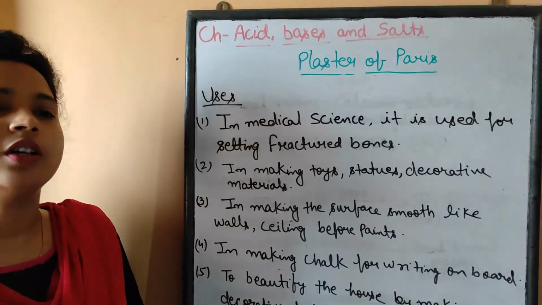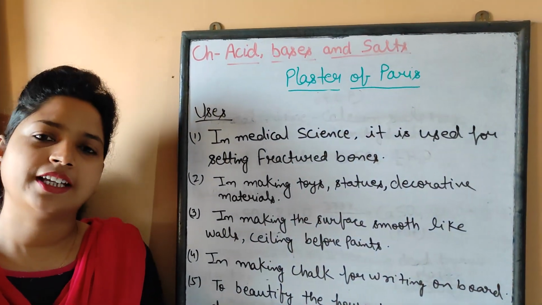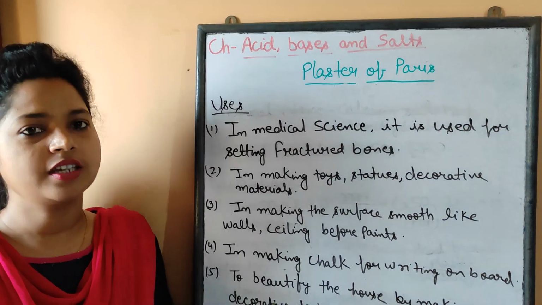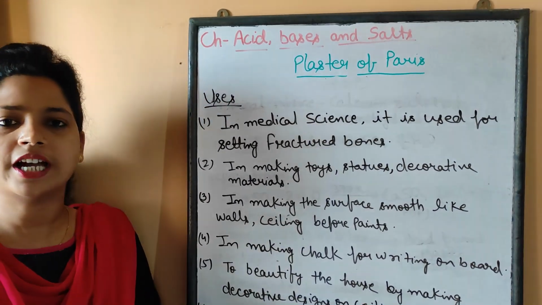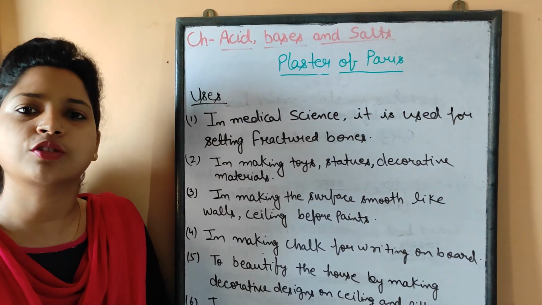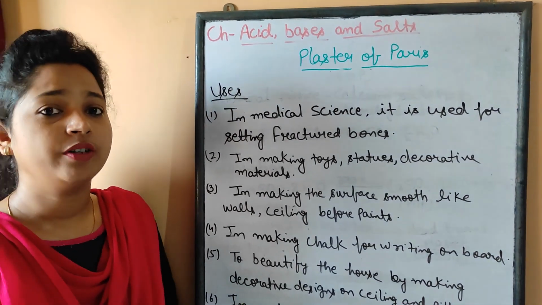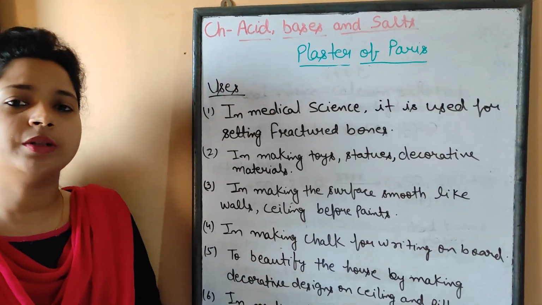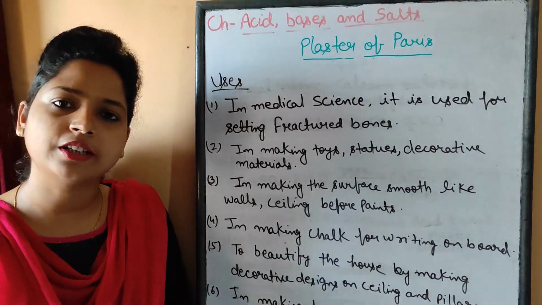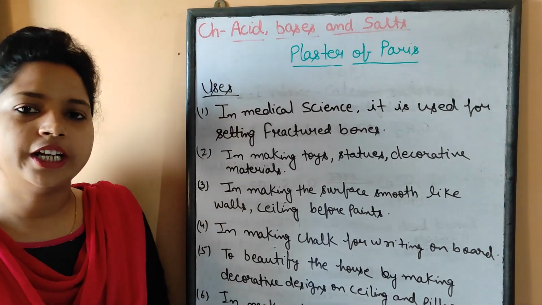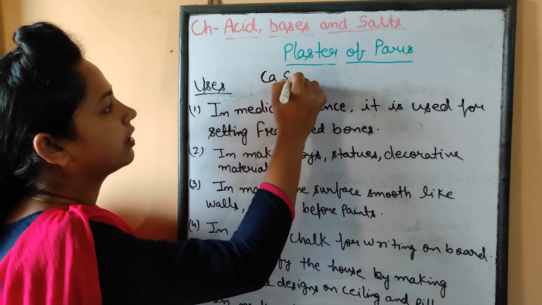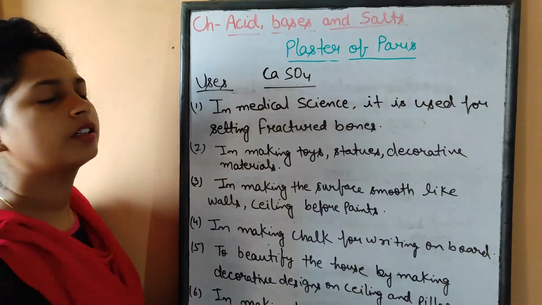Now let's have a look at the uses. But before that, students, I want to remind you of one thing. Just now we discussed that when we add water to the POP, it gets back to gypsum. But we have read about the term dead burnt plaster when learning the preparation method of POP. So dead burnt plaster is actually anhydrous calcium sulfate.